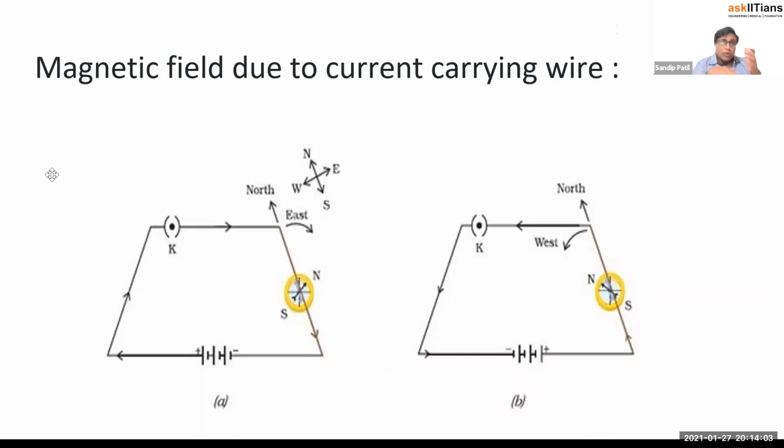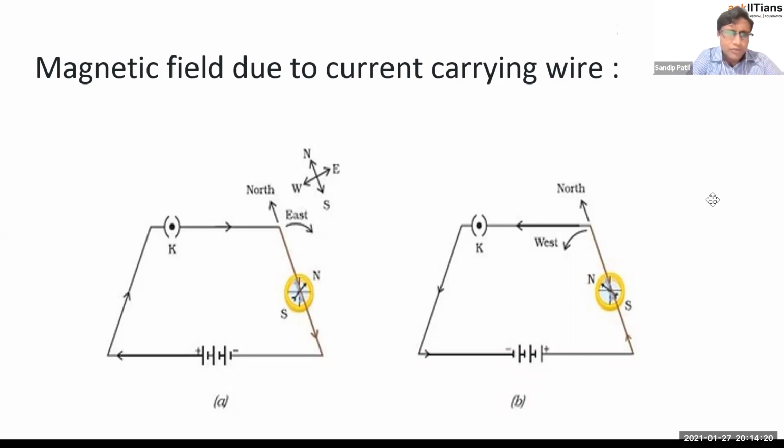Negligible, we can say. If you want it to act as a magnet, then obviously there are properties, like how much current will be there, etc. We need all those things, right? But here we can consider a current carrying wire.